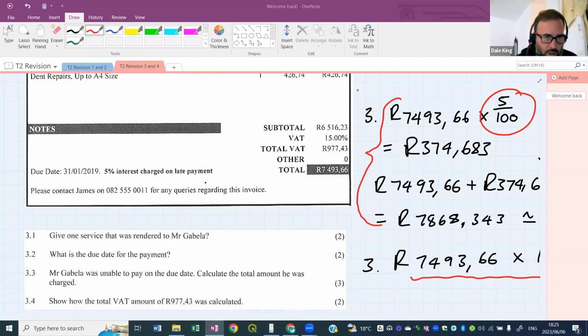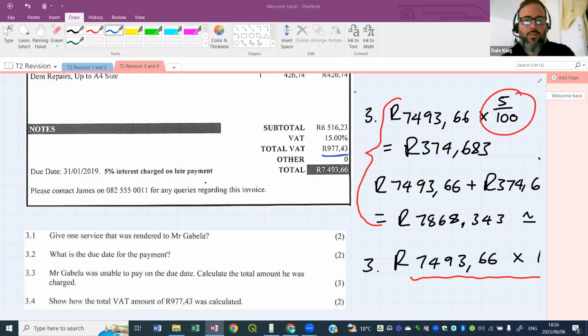I'm showing you, and you have different options. 3.4, show how the total VAT amount of $977.43 was calculated. So they're saying, we see that the VAT amount here, 977.43, has been calculated. Show how they got it. So you've got to get the same answer. Same mark allocation. How did they get this 977.43? Now, when you show the calculation, you have to get the same answer. Just remember that.